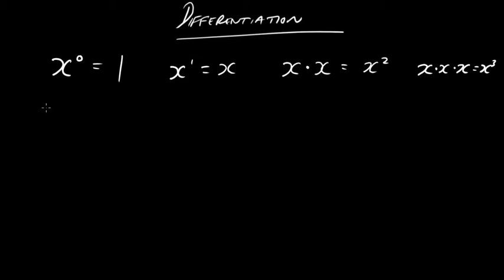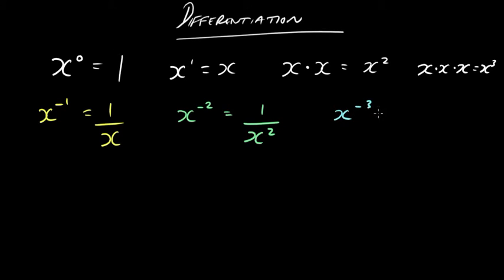Coming further on from that, if we have powers that are negative, anything to the power of minus 1 is 1 over the anything, so x to the minus 1 is 1 over x. If we had x to the minus 2, it's still 1 over, but it's 1 over x squared. If we had x to the minus 3, that's equal to 1 over x cubed, and so on. Okay, so this is the power of 0, that's the power of 1, squared, cubed, and then we've got 1 over x is x to the minus 1, 1 over x squared is x to the minus 2, and 1 over x cubed is x to the minus 3.